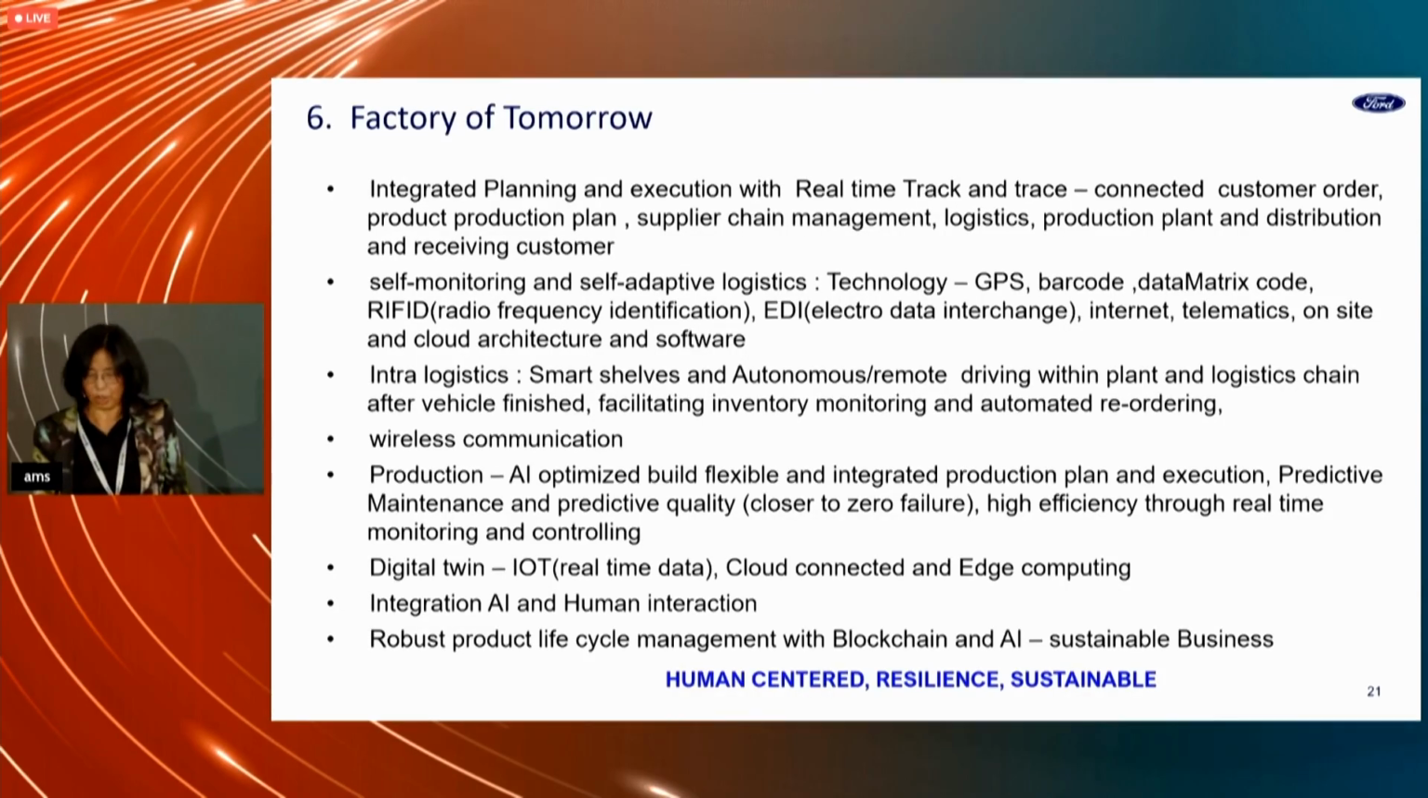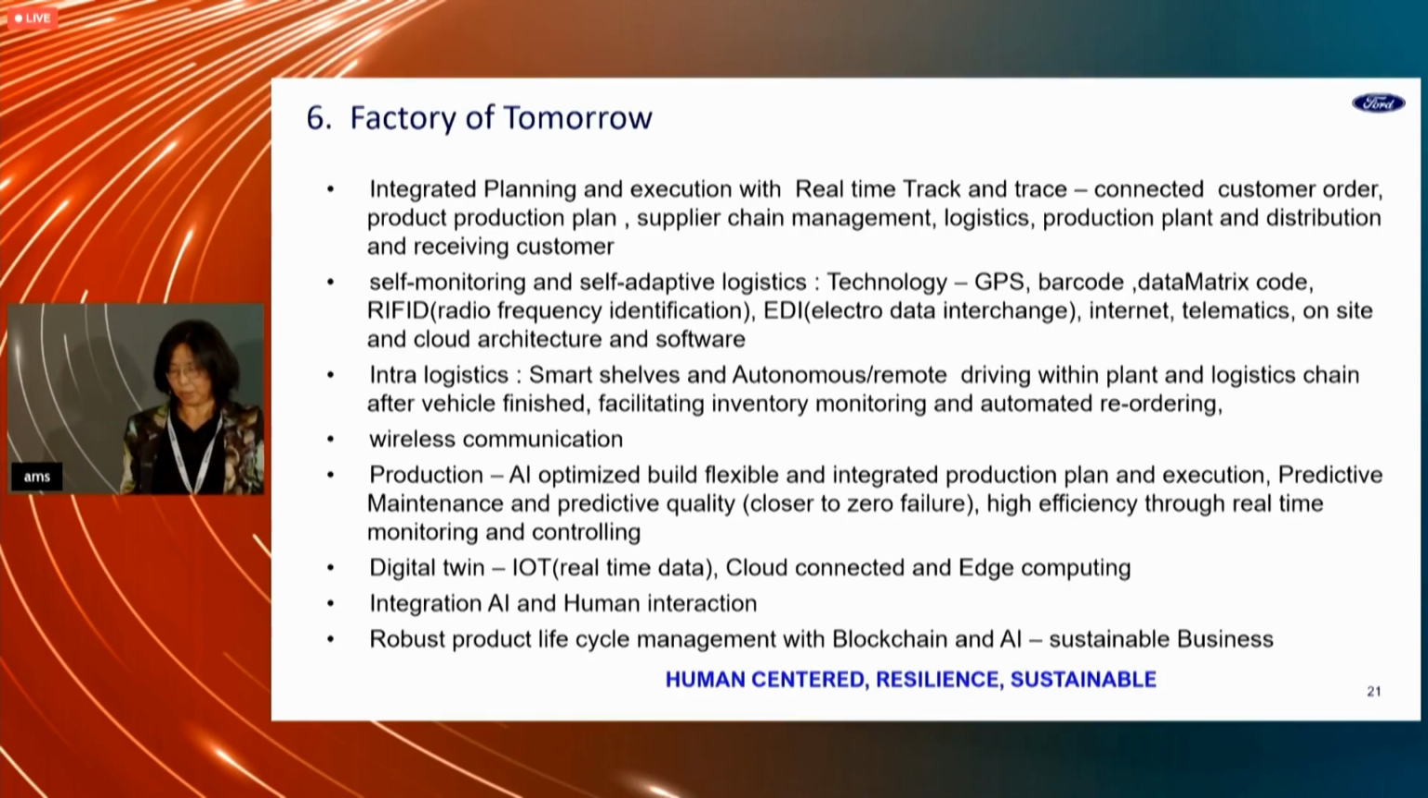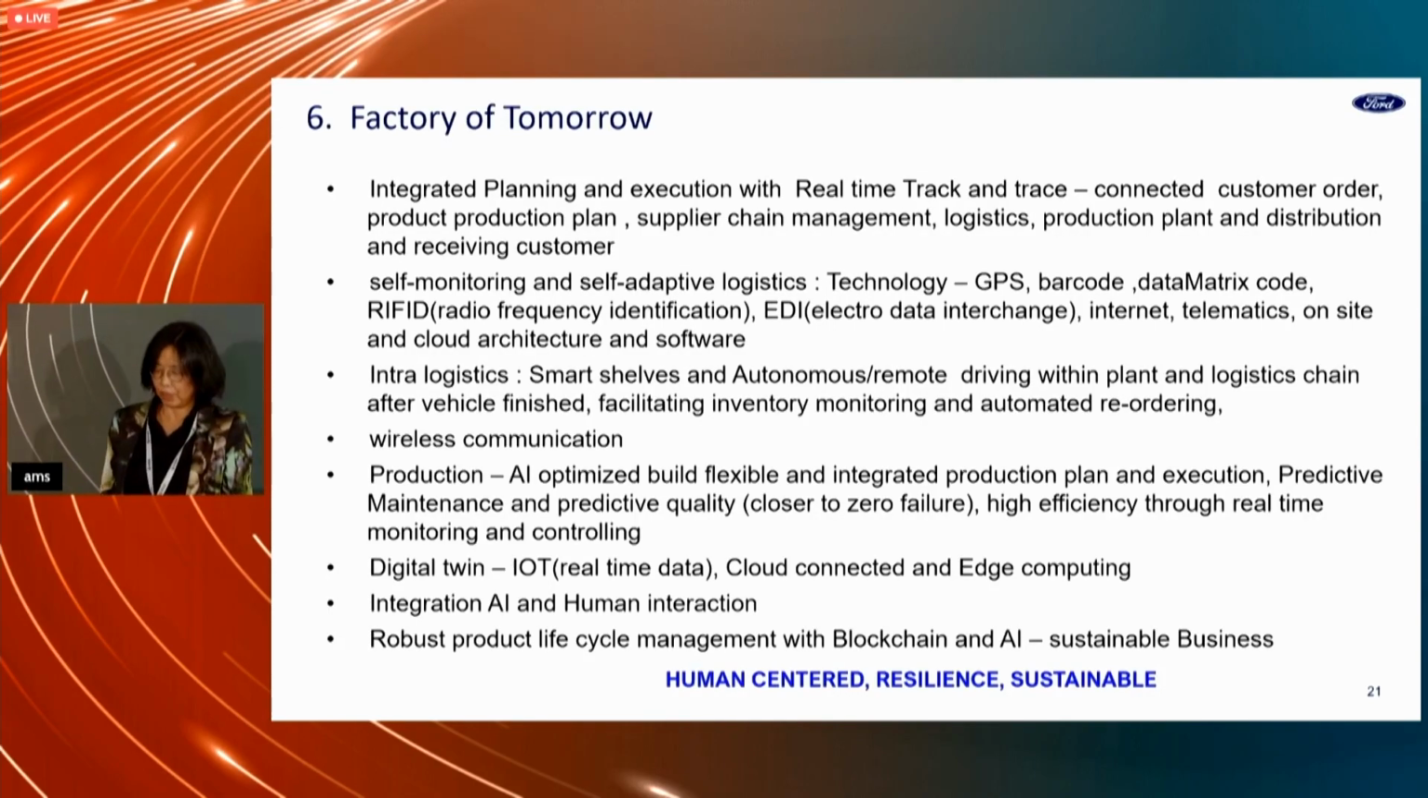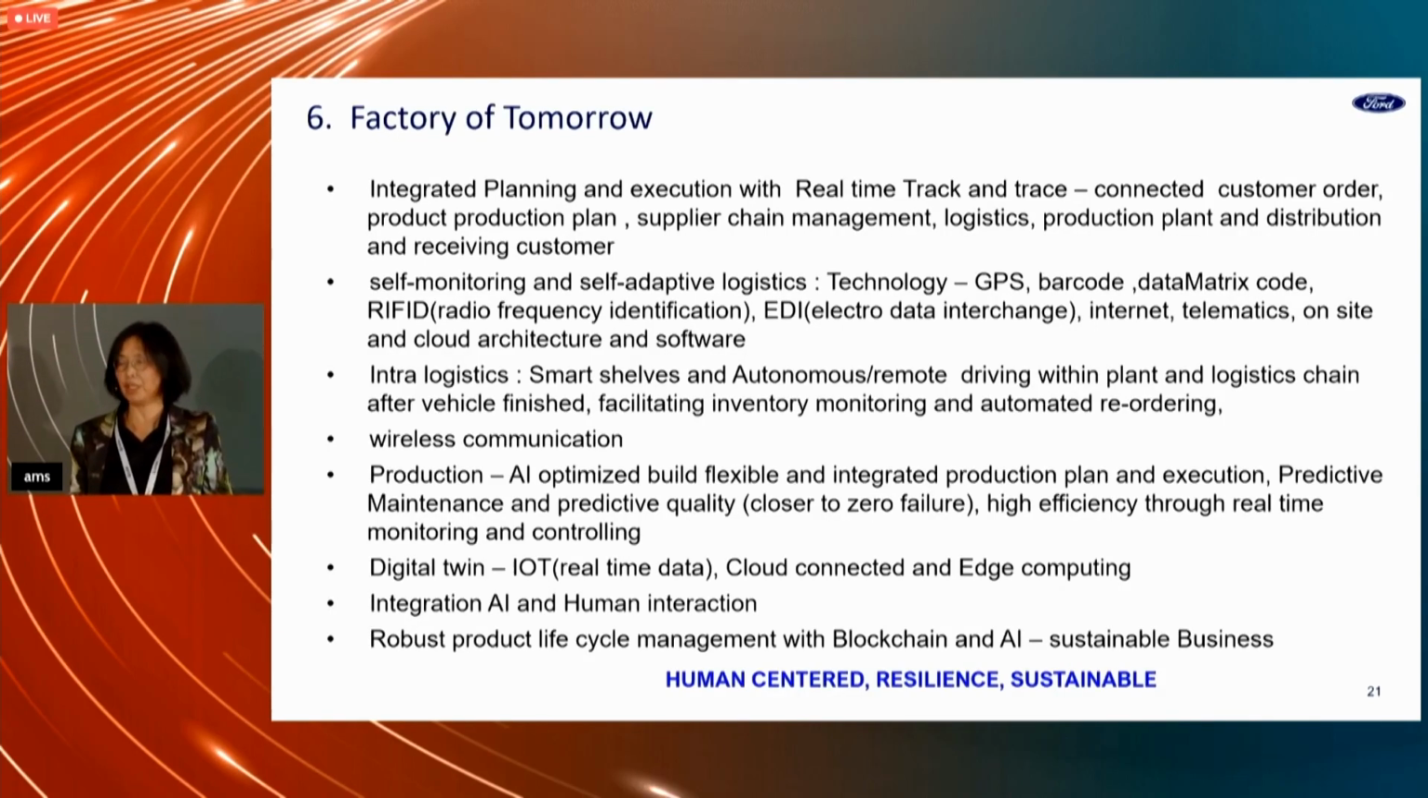And then we have wireless communication. In the production, we have AI-optimized, built, flexible, and integrated production planning, and predictive maintenance and predictive quality. Actually, it's near to zero failure. That will be implemented. The digital twin will be part of them with IoT and cloud connection and edge computing.